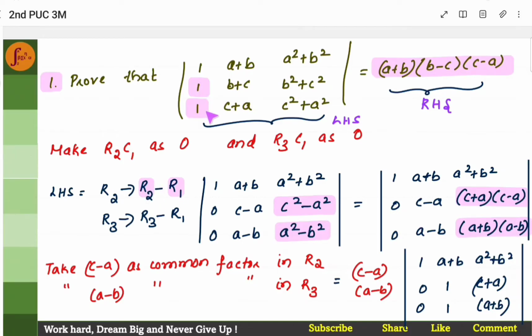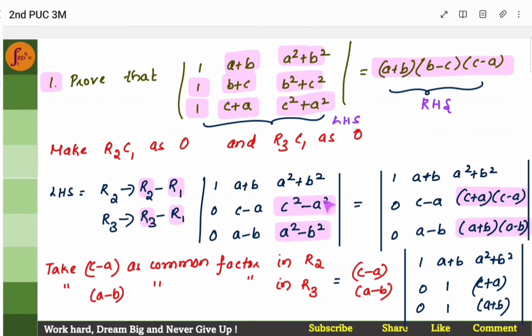Similarly, in the last row I can do the same thing: row 3 minus row 1. So it will become zeros. Now I can't just subtract these two elements; I have to subtract the entire row. This one with this one, this one with this one, then this one with this one. Like that you subtract, right? You get this particular expression.